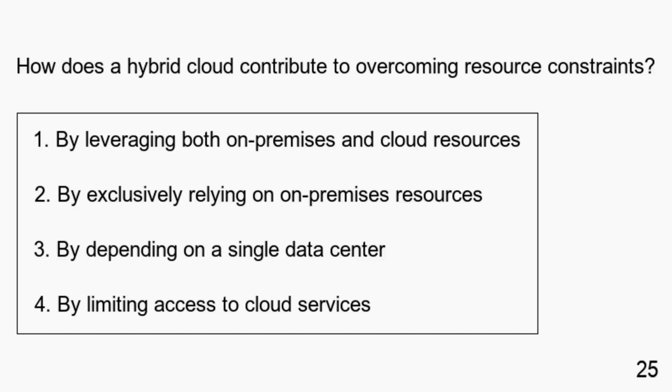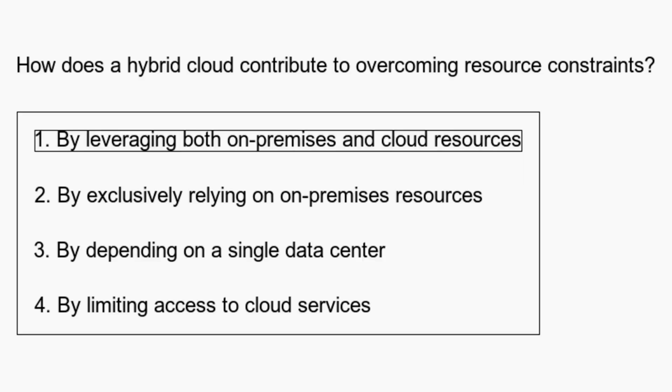How does a hybrid cloud contribute to overcoming resource constraints? By leveraging both on-premises and cloud resources. By exclusively relying on on-premises resources. By depending on a single data center. By limiting access to cloud services. Hybrid clouds overcome resource constraints by leveraging both on-premises and cloud resources, providing flexibility and scalability.